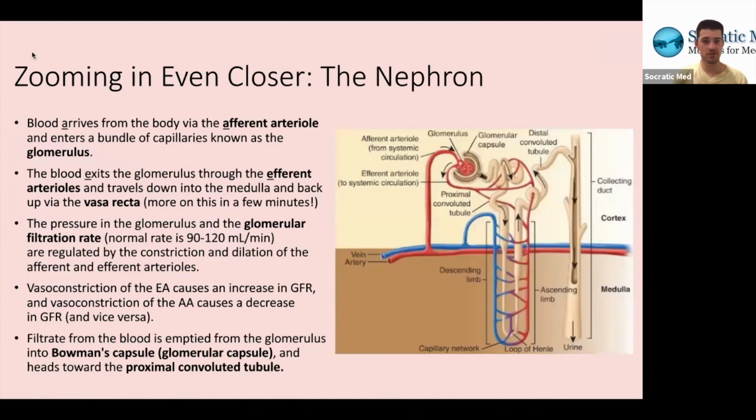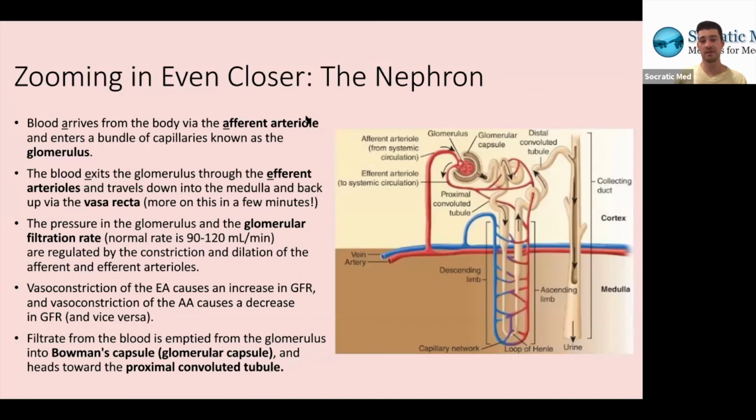Okay, so the next two slides, we're going to be taking a close look at the nephron, because this is a topic that the MCAT does like to test. Blood arrives from the body via the afferent arteriole and enters a bundle of capillaries known as the glomerulus. Over here, I underline the A in arrives and the A in afferent. I think that's a pretty helpful mnemonic for remembering the difference between afferent and efferent arterioles.